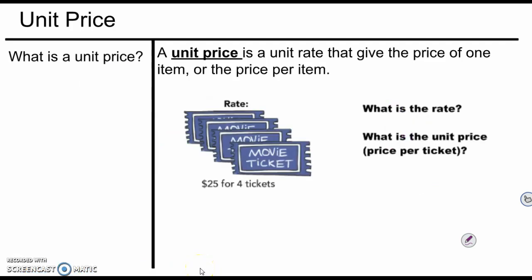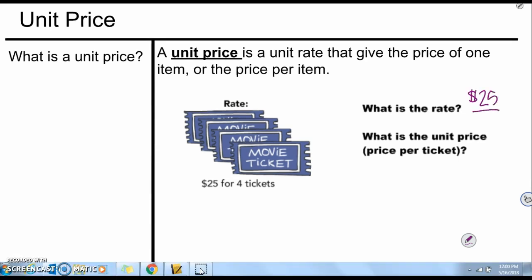A unit price is a unit rate that gives the price of one item or the price per item. Look at this example. Here we see $25 for 4 movie tickets. So what is our rate? Our rate would be $25 over 4 because it costs us $25 for 4 movie tickets. To find the unit price, which is the price per ticket, we're going to write 25 over 4 as our rate and find our unit rate where we want to know the price per 1 ticket.